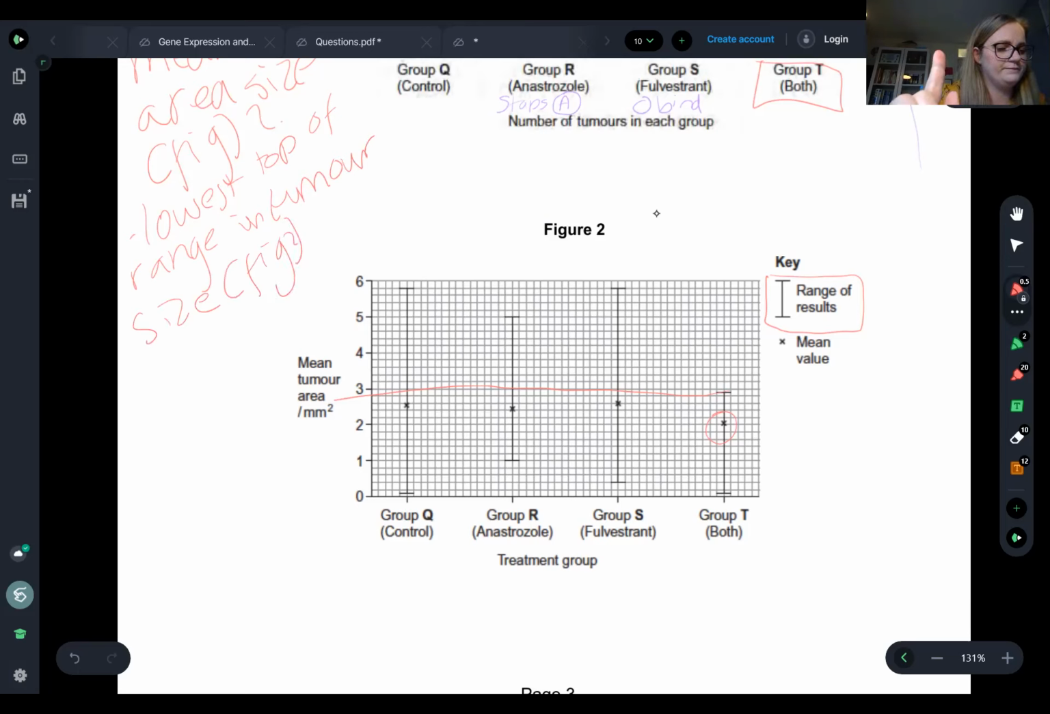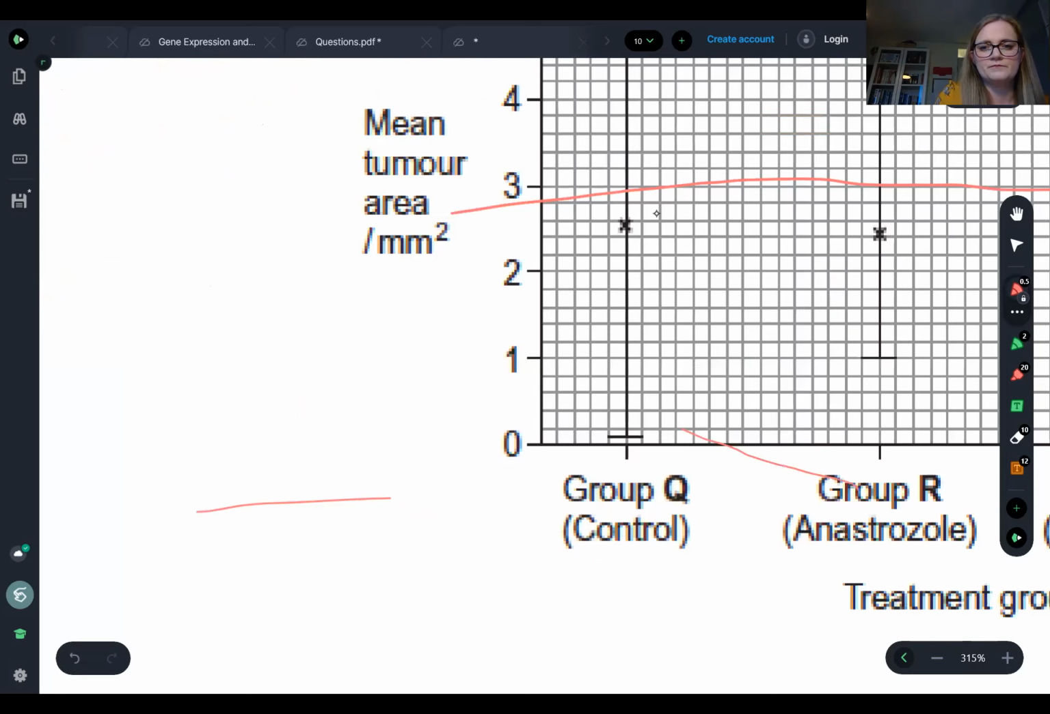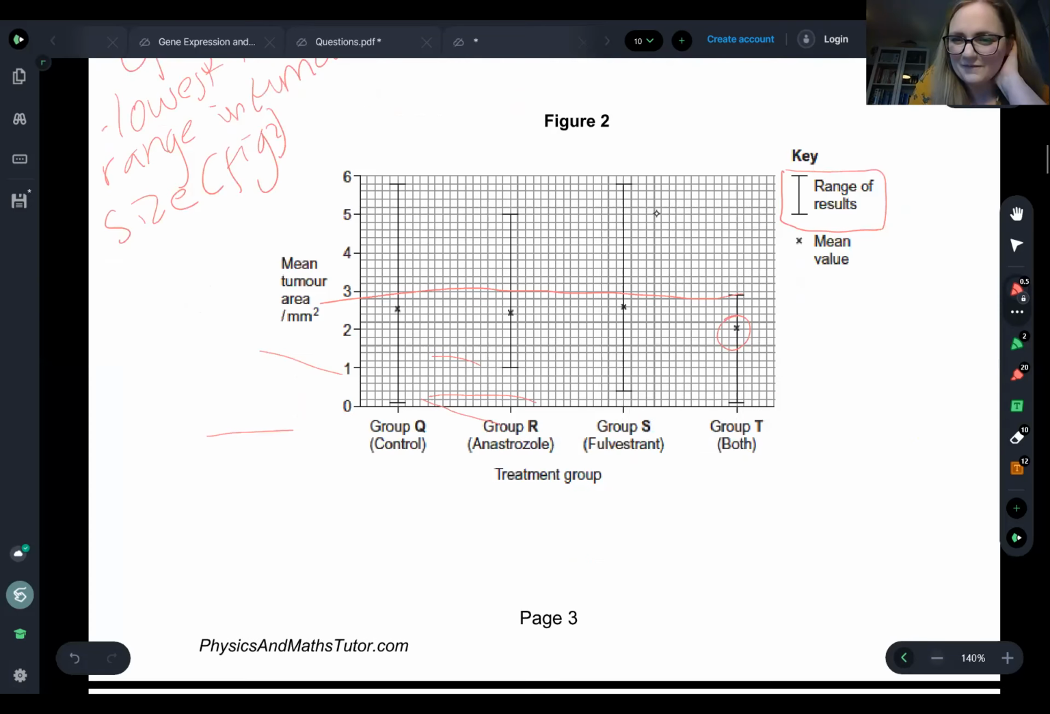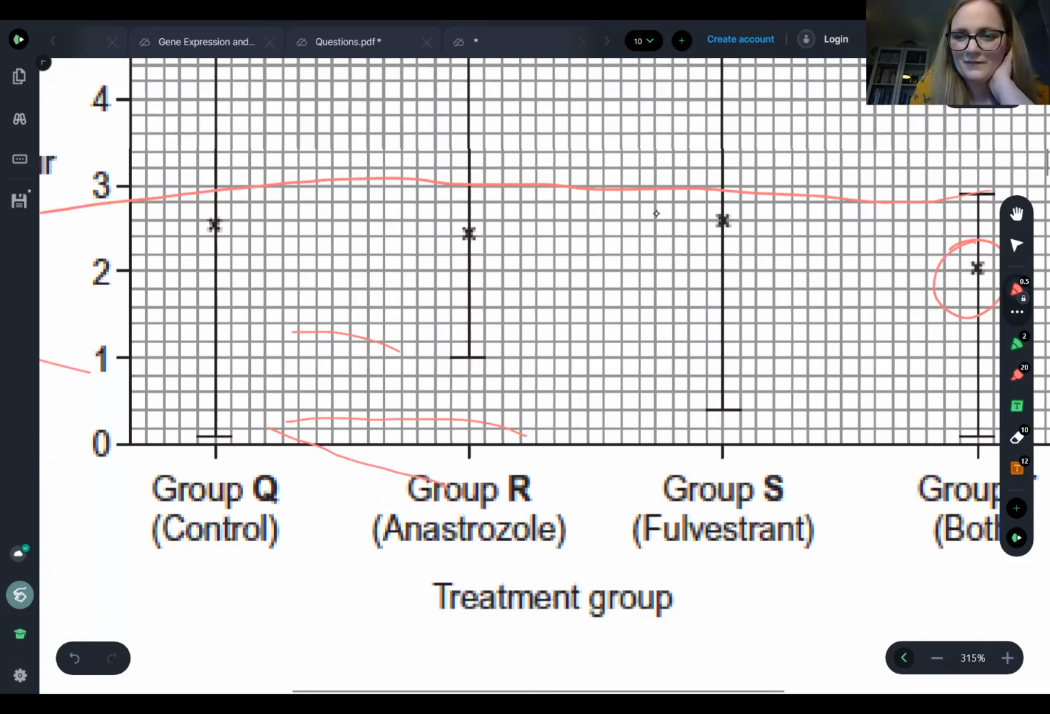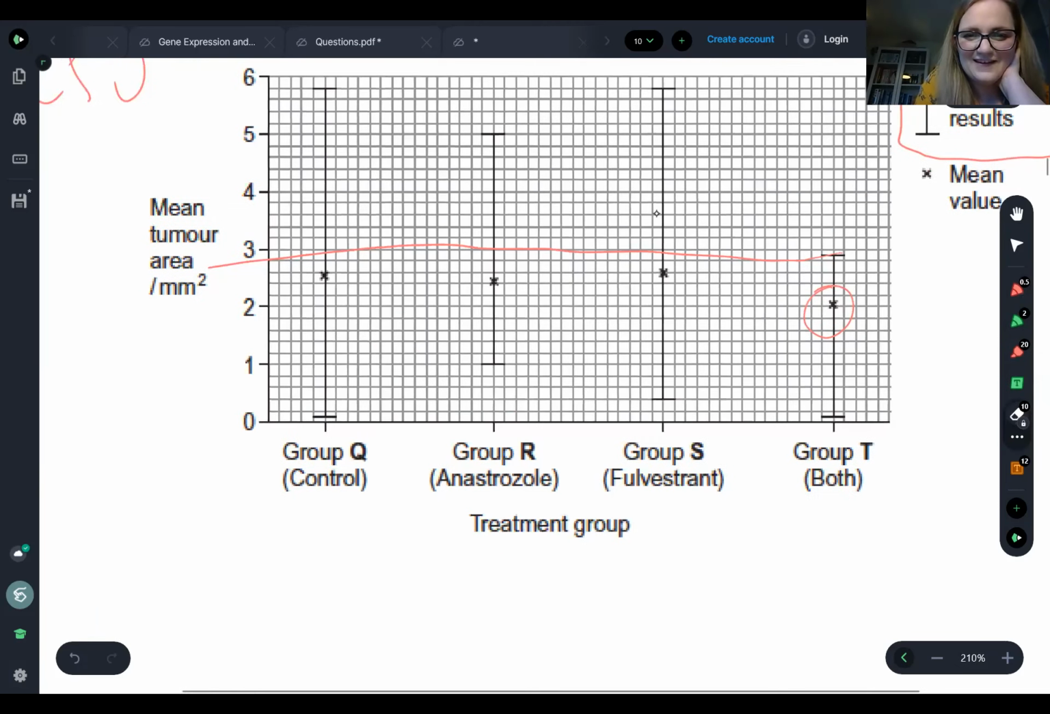But let's look at these mean tumours. Let's just zoom this in a minute. Oops. I don't want to draw all over it. This is not helpful. Here we go. I'm just going to get rid of all that random drawing I've done.